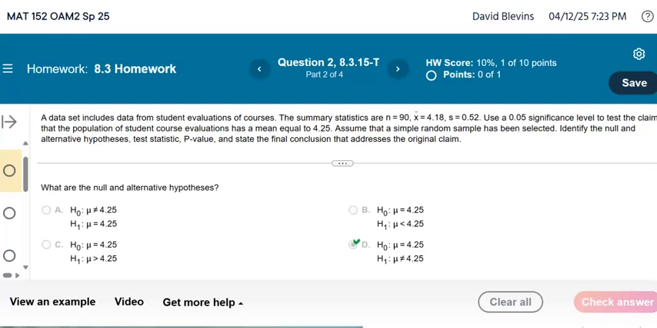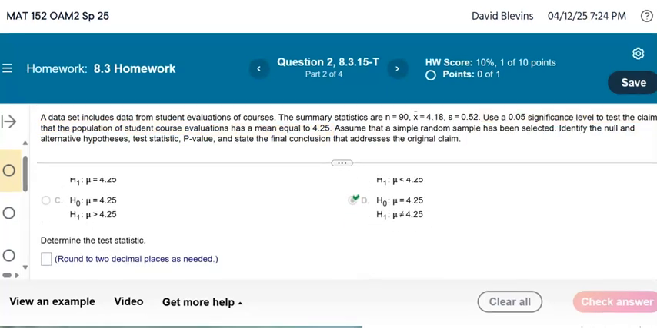So you're looking at the statement of a claim here, and this is the one that we're looking at. Test the claim that the population standard student course evaluation has a mean equal to 4.25. So it's specifically equal to. It doesn't imply a direction. It doesn't give us a greater than or less than. It just is straight up equal to. So this is the null hypothesis, and since they don't imply a direction, the alternate is going to be not equal to. So you can see that's the reason why D is the correct answer here.